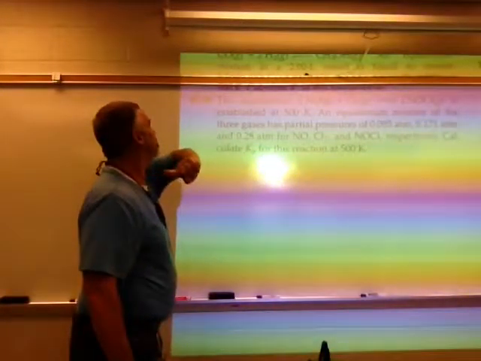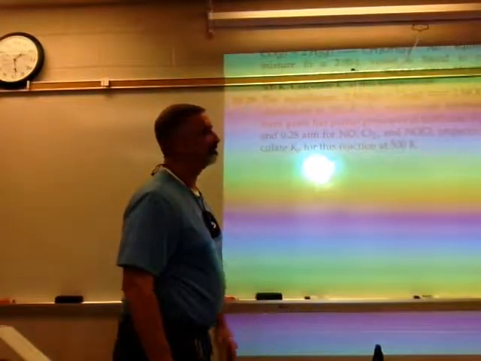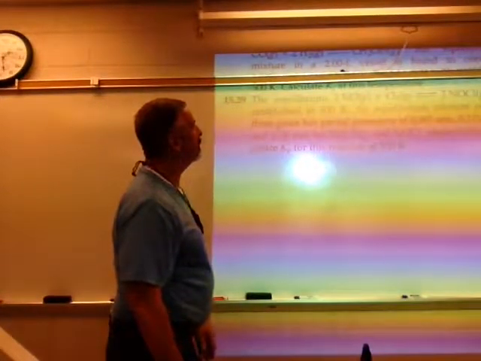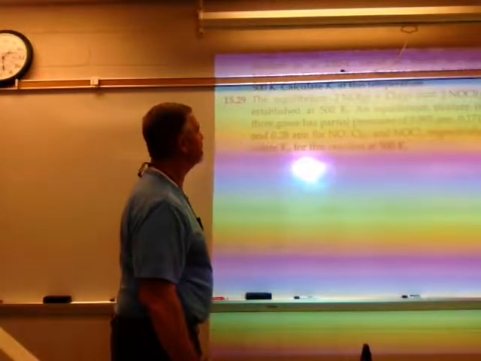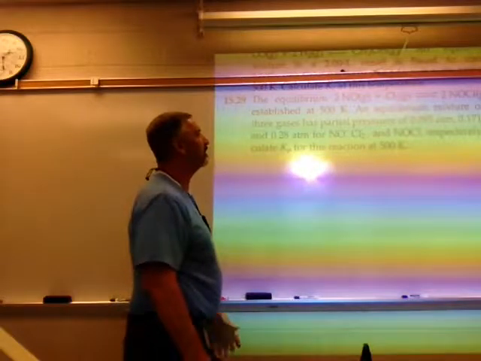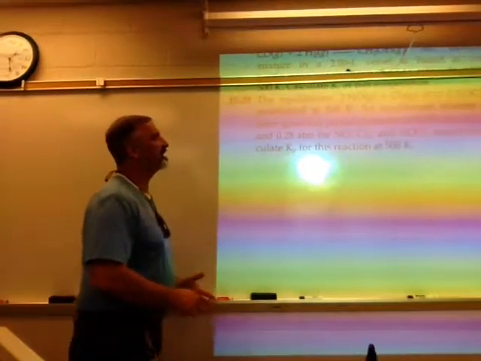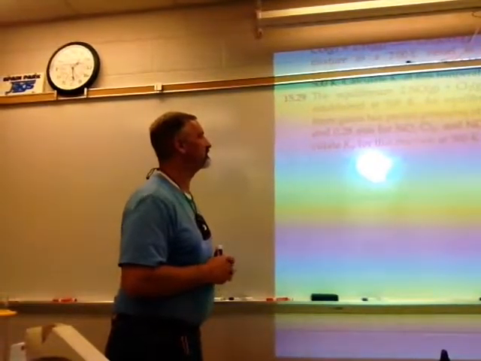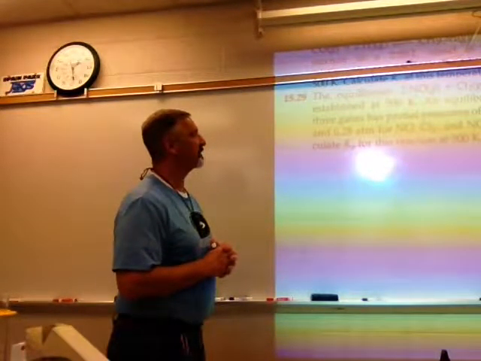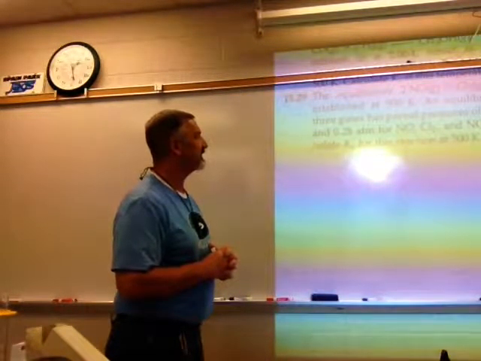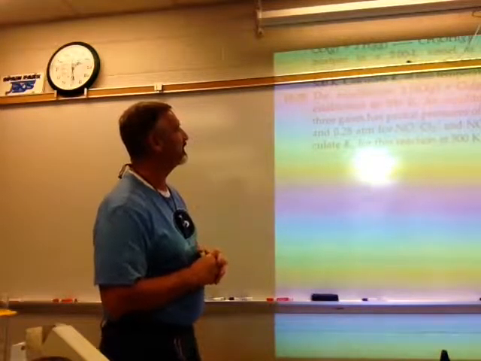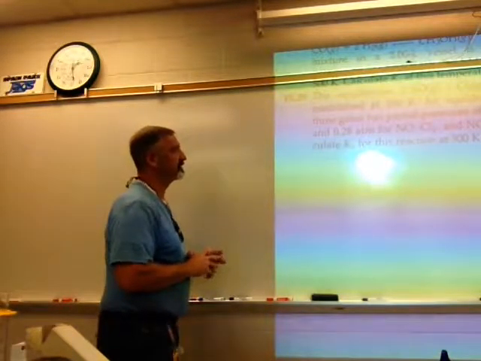The equilibrium 2NO, this is number 29 on page 662. The equilibrium 2NO plus Cl2 goes to 2NOCl is established at 500 K. An equilibrium mixture of the three gases has partial pressures of 0.095, 0.171, and 0.28 for the three gases respectively. Calculate K, that's Kp, for this reaction.